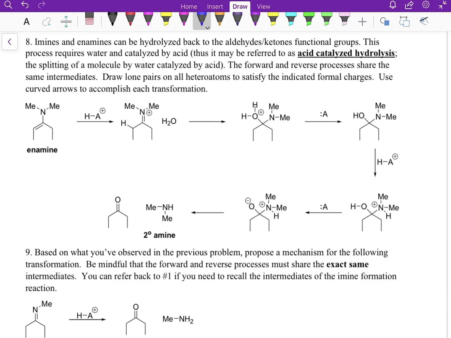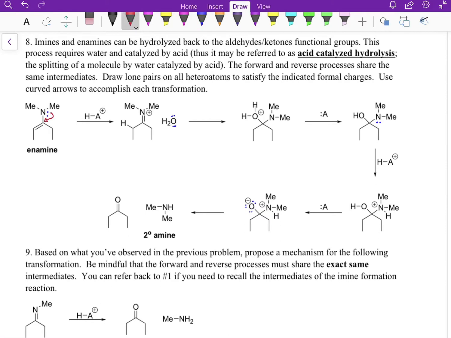So we need to hydrolyze back aldehydes and ketones from amines and enamines. In this case, we're going to be using an enamine. And so the first thing that you want to do is draw in the lone pairs that are going to be important for this mechanism. So right there, this nitrogen, here on the oxygen, on this other nitrogen, and lastly, this oxygen.